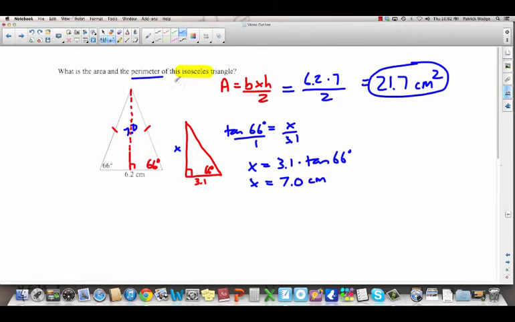Okay, we still need to find the perimeter. How do you get the perimeter? You add all the different sides together. So we know the 6.2. We need to know this one out here, and we need to know this one out here. But what do you know about those two? They're the same. So you really only need to know one of them.